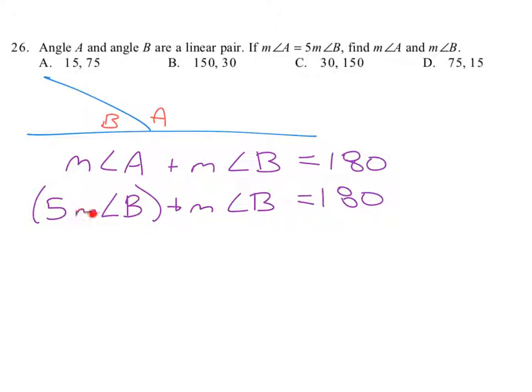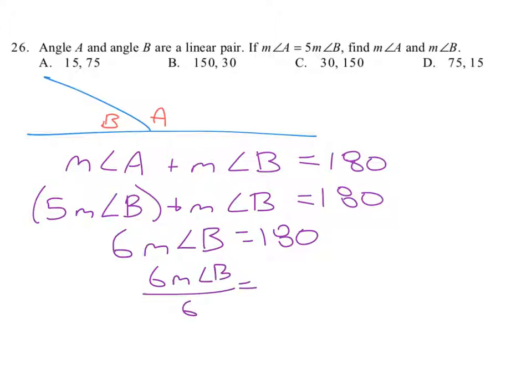So you've got 5 times that number plus 1 of that number. So how many of that number do you have? You have it here 5 times, you have it here once, for a total of 6 times. So we've got a total of 6 times that measure equals 180. And now we just divide both sides by 6. 6 times the measure of angle B divided by 6 equals 180 divided by 6. And then we find that the measure of angle B is equal to 180 divided by 6, or 30.